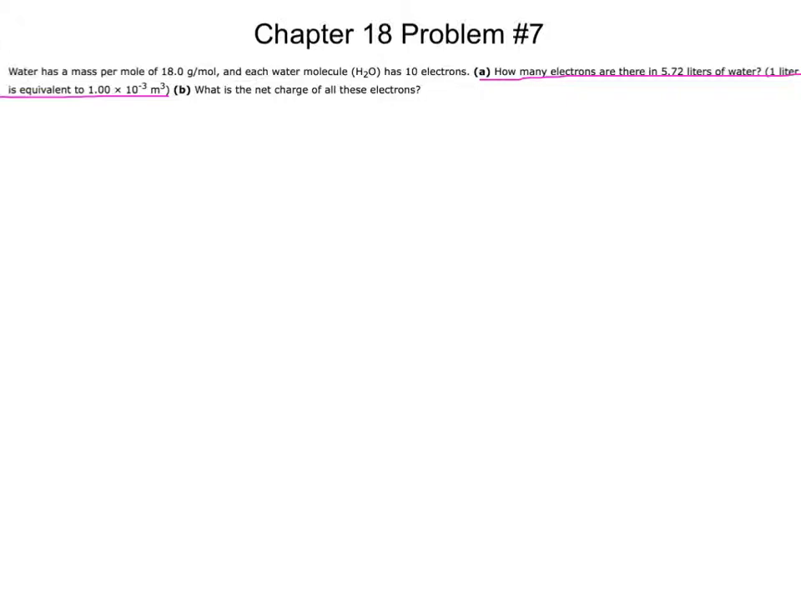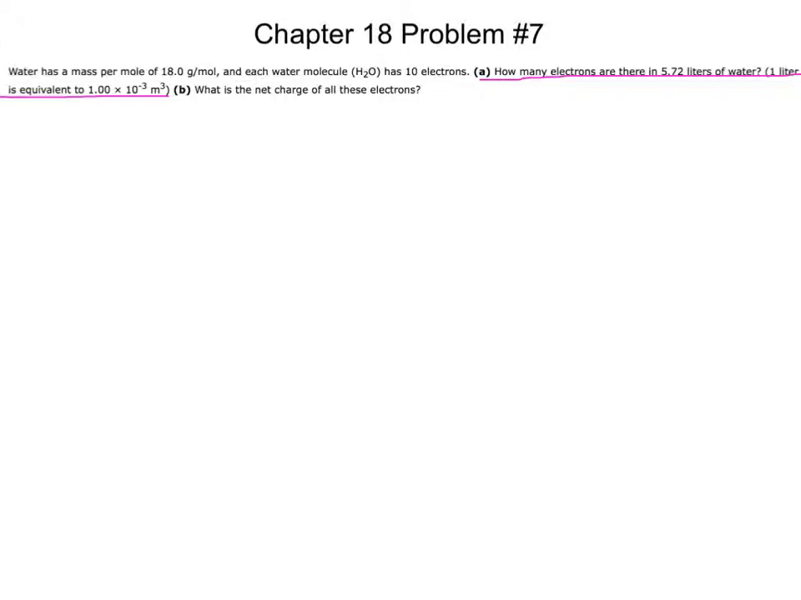So for part A, they want you to find out how many electrons are in 5.72 liters of water. And they give you that 1 liter is equivalent to 1 times 10 to the negative 3 meters cubed. They also give you the mass per mole of water, and that each water molecule contains 10 electrons.